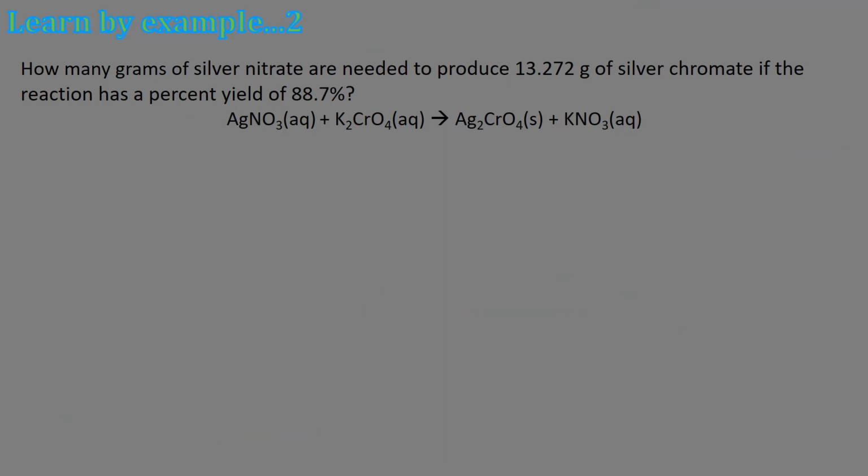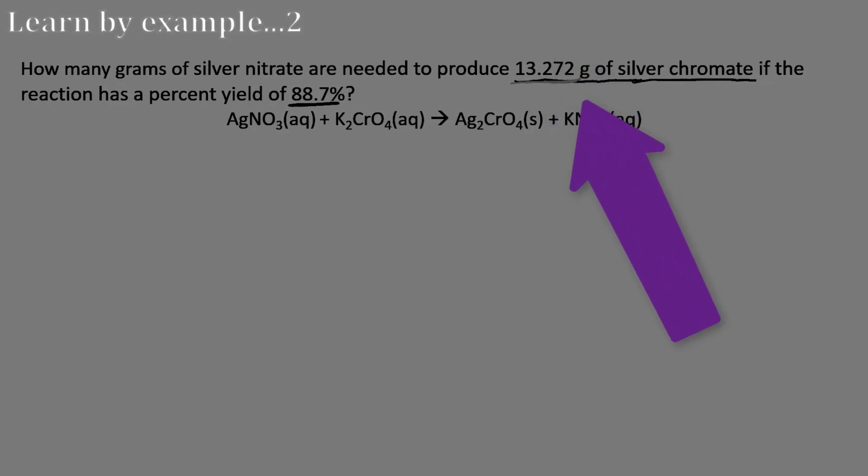Example 2. It says, how many grams of silver nitrate are needed to produce 13.272 grams of silver chromate if the reaction has a percent yield of 88.7%? So this is a little bit backwards. You need to be able to read this very closely to understand what is happening here. What it's saying is that I have to get this. So for whatever reason, I have to make 13.272 grams of silver chromate. But the method that I use only yields an 88.7% yield.